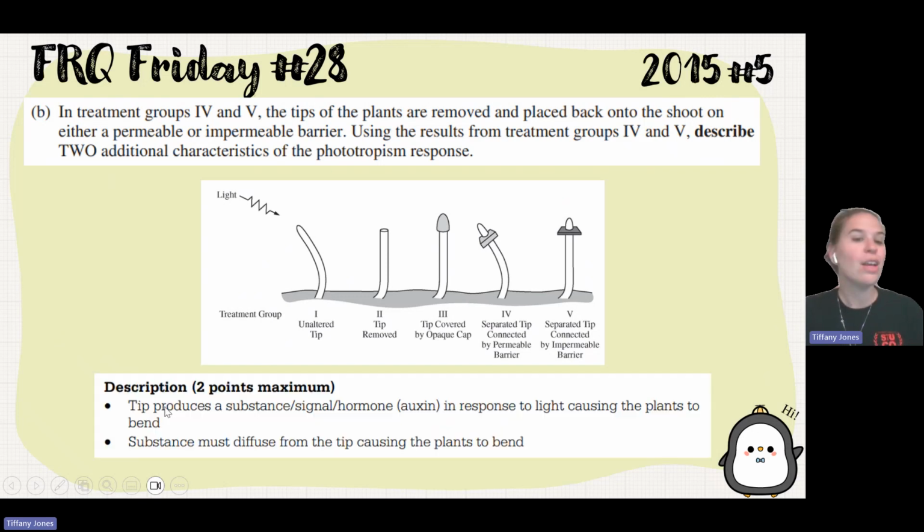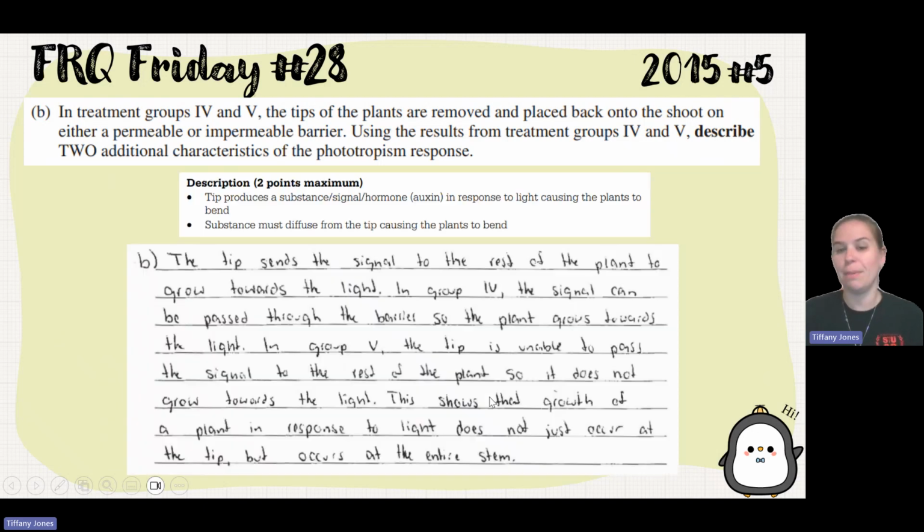So the tip produces a substance, a signal, a hormone, and if you were specific, you would say auxin. Not really required for you to know that hormone, but there you go. In response to light, causing the plants to bend. Or then you also talk about the substance must be able to diffuse from the tip to the rest of the plant in order for that plant to bend.